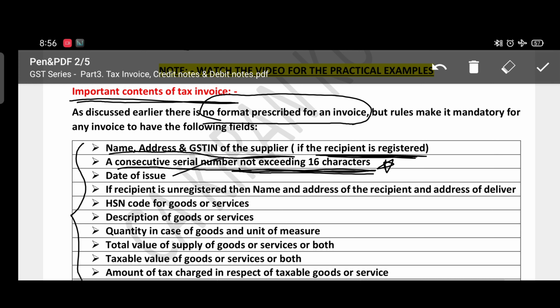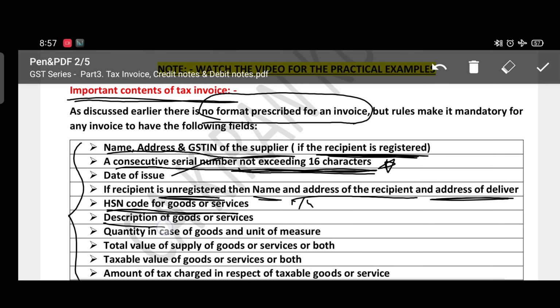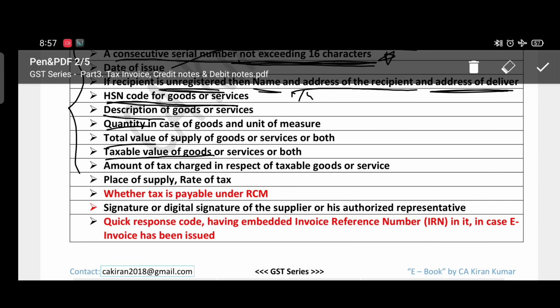And the date of issue, and if the recipient is registered, the GSTIN of the recipient. If the recipient is unregistered, then you have to mention the name and address of the recipient and the address of delivery. And the HSN code is mandated, and the description of the goods you have to mention, and the quantity, total value, taxable value of the supply of goods or service, and the amount of tax and place of supply. This is also a separate chapter we will discuss later.